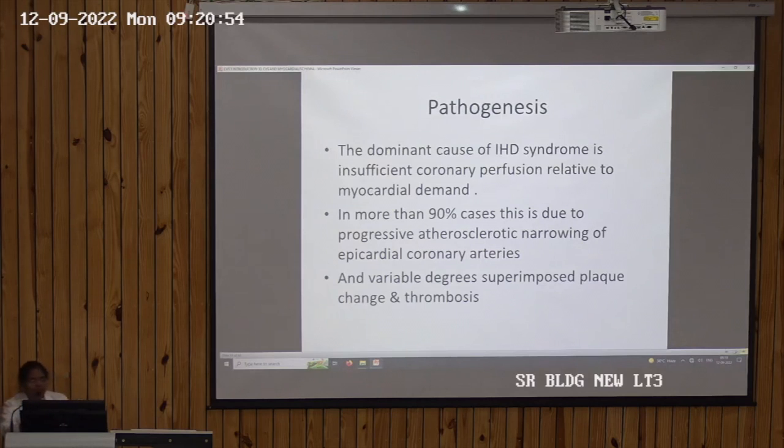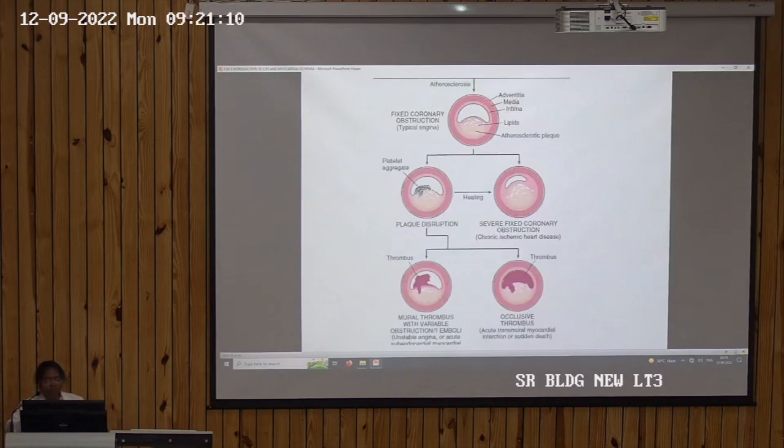Now, what is the pathogenesis? In more than 90% cases, the blood supply is less due to progressive atherosclerotic narrowing of the epicardial coronary arteries, and then variable degrees of superimposed plaque and thrombosis. So you can see there is chronic atherosclerosis on this. This chronic may increase and it will cause reduced lumen, or there may be disruption, and then there is platelet aggregation and then thrombus formation completely occluding the vessel.